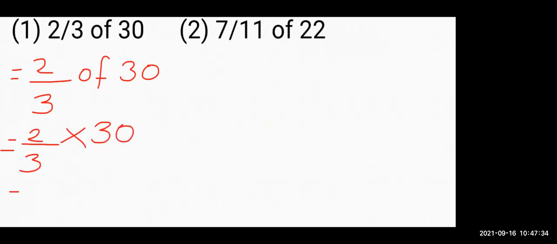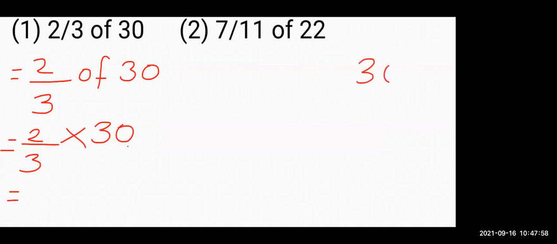Listen, what is the first step? 2 upon 3 will remain as it is. Of means multiply. So instead of "of" you will write the symbol of multiplication and then 30 as it is. Okay. Now 2 is going to multiply by 30. Now see, in front of 2 what is there? 30. So we'll multiply 2 by 30.